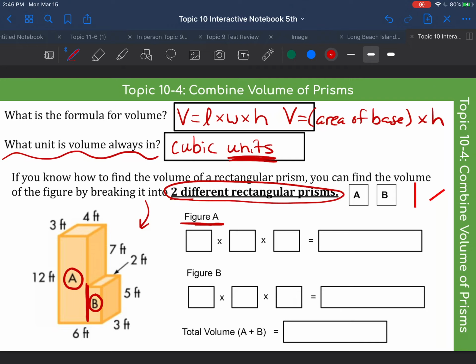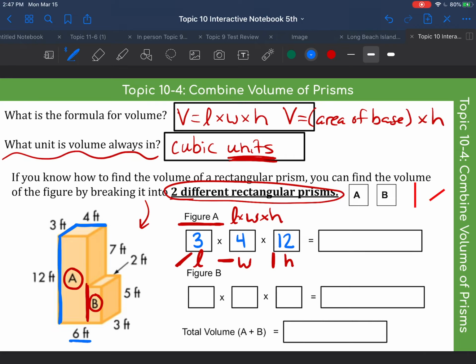Okay, so figure A, and again, you need a length, a width, and a height for each of these. Remember, the length is always the diagonal, the width is always the horizontal, and the height is always the vertical. So let's look at A. I see this height is 12, so 12 is the height. I see this diagonal is 3, so 3 is the length, and then how wide it is, 4.